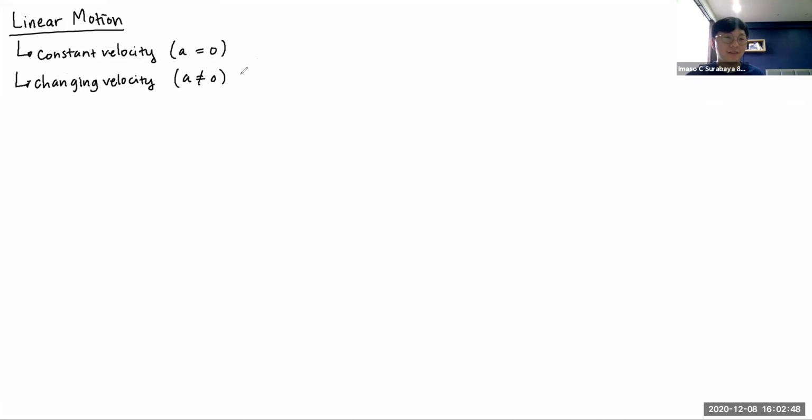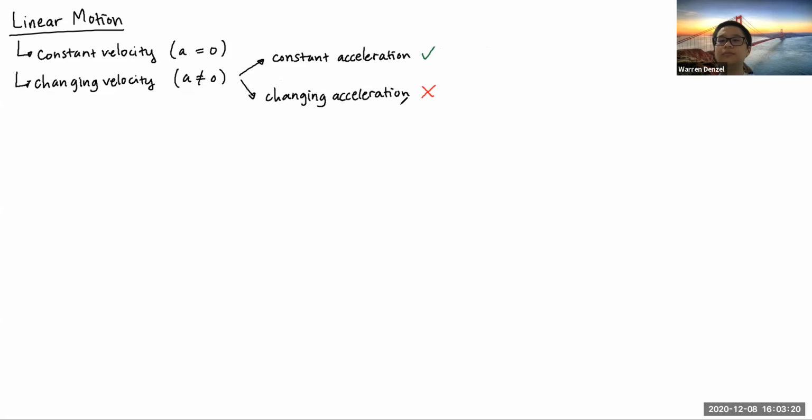But there can be two types of changing velocity: constant acceleration or changing acceleration. Both of these mean changing velocity, but we will not be talking about changing acceleration because it's harder. I think for A level, we'll just be doing constant acceleration, which we already discussed, right?